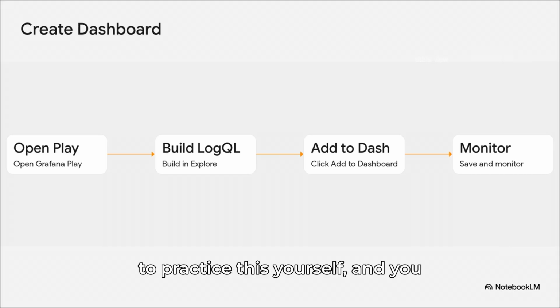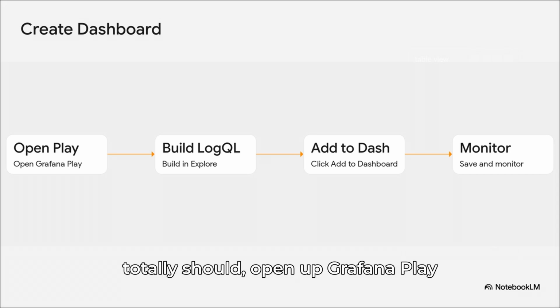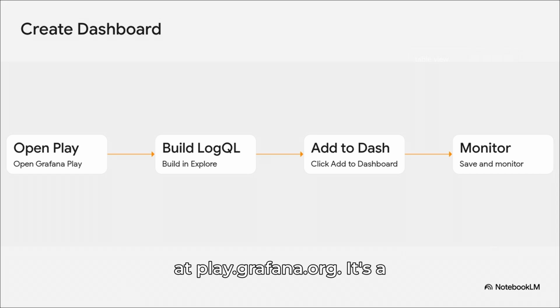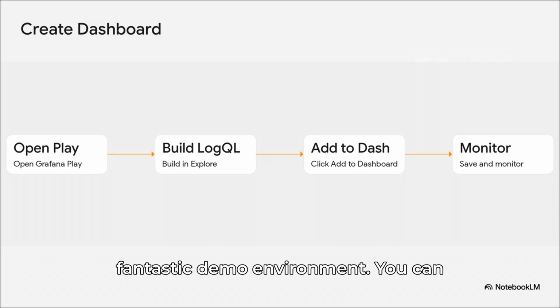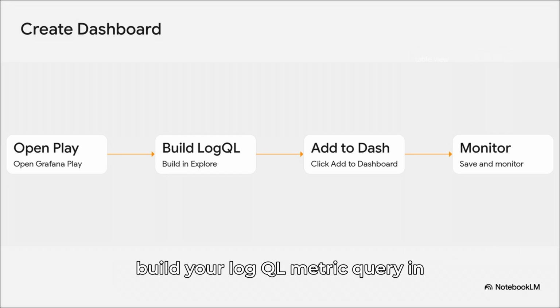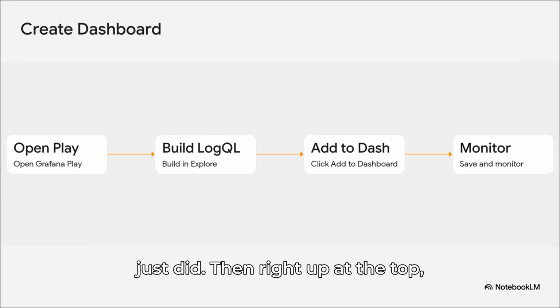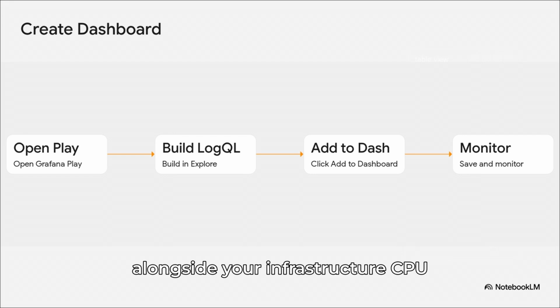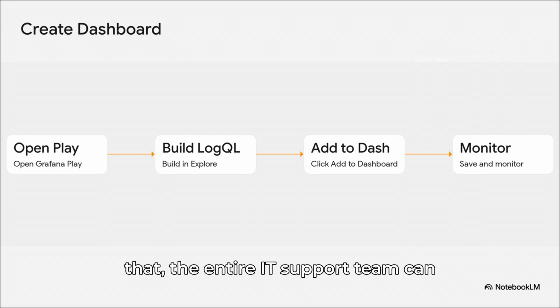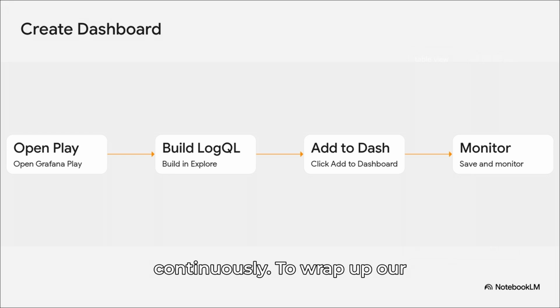If you want to practice this yourself, and you totally should, open up Grafana Play at play.grafana.org. It's a fantastic demo environment. You can build your LogQL metric query in the Explore tab exactly like we just did. Then, right up at the top, just click the Add to Dashboard button. You can save this brand new time series metric right alongside your infrastructure, CPU, and memory charts. And just like that, the entire IT support team can monitor the specific error rate continuously.